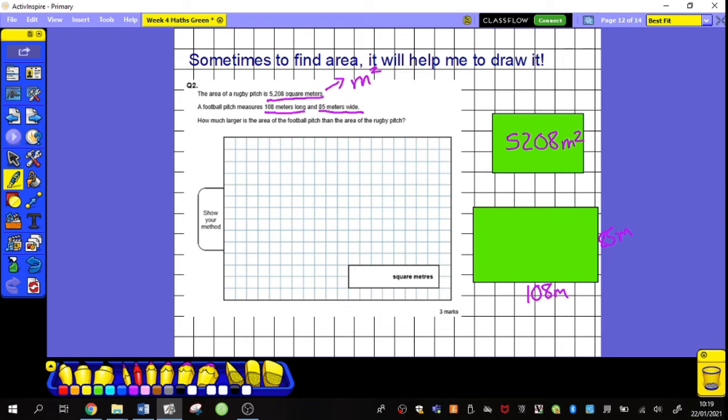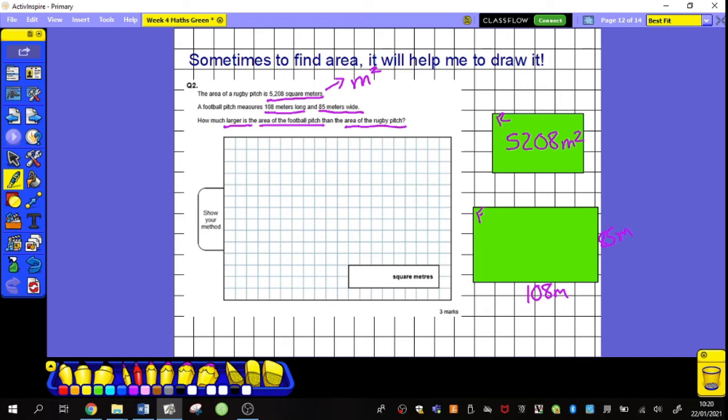Now what I want to know is how much larger is the area of the football pitch than the area of the rugby pitch. So I want to know how much bigger is my football pitch compared to my rugby pitch. And as you can see, I've drawn them one slightly bigger, just to remind me that I should be expecting a bigger number for my football pitch than my rugby pitch.